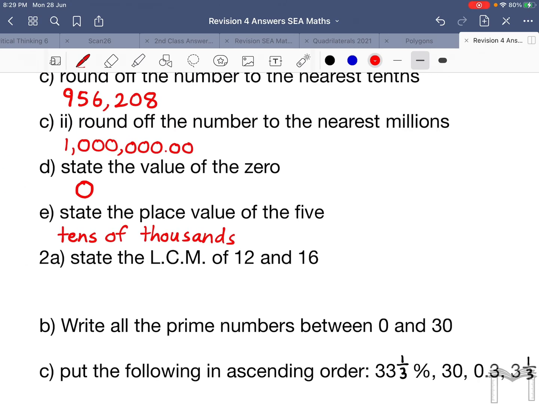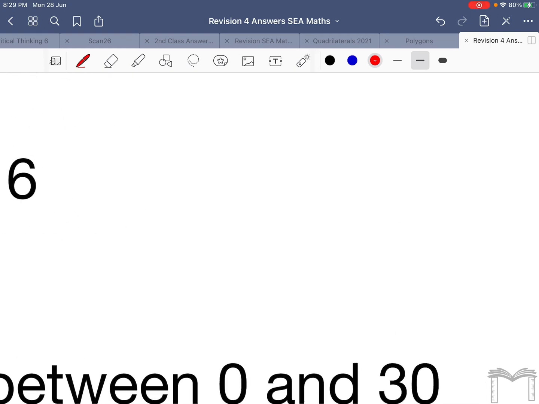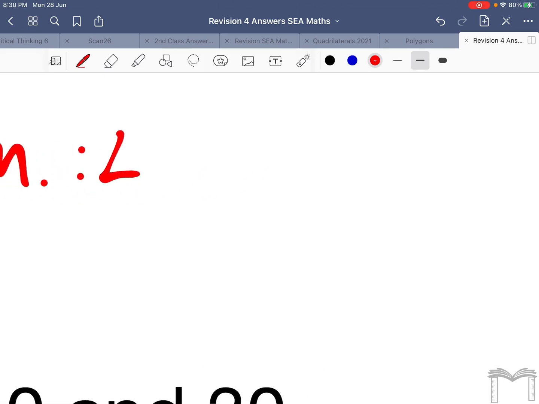Two, state the LCM of 12 and 16. What does LCM stand for? This stands for lowest common multiple.